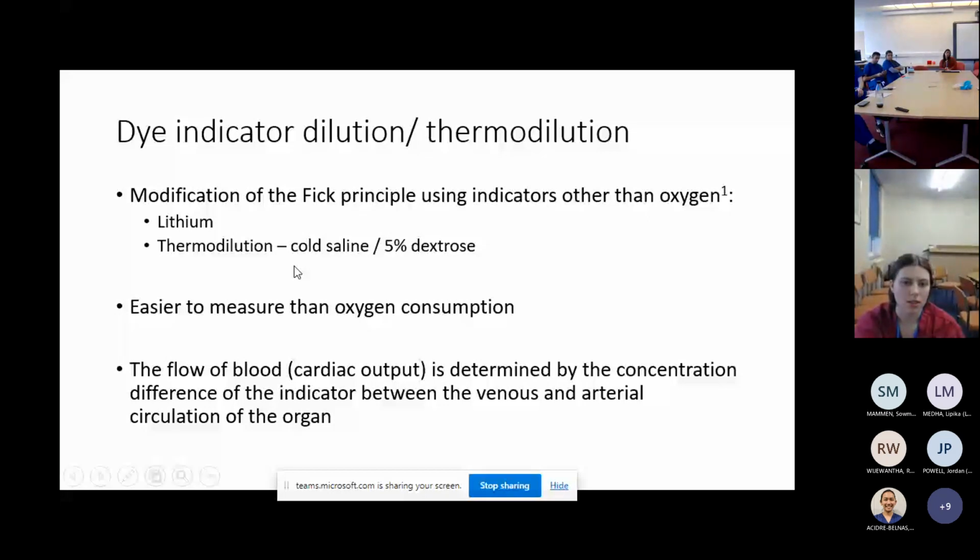The other method you can use is thermodilution. This involves an injection of cold saline into the venous circulation, and then the temperature is measured in the arterial circulation, and the temperature difference between those two can determine the blood flow through the organ, or the cardiac output. These are just used because they're easier to measure than the oxygen consumption. There are also other dyes that can be used as well, but these are the main two that I'll focus on in this talk, which will become clear in a second.